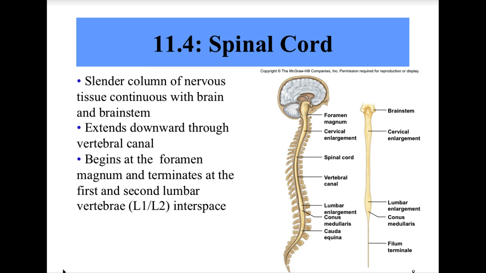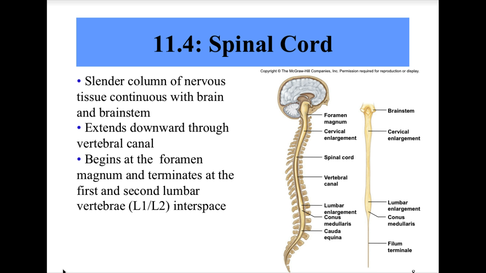Basically what we know about the spinal cord is that it is that nerve column that passes downward from the brain into the vertebral canal, and it is part of the central nervous system. The spinal nerves extend to and from the spinal cord and are part of the peripheral nervous system.